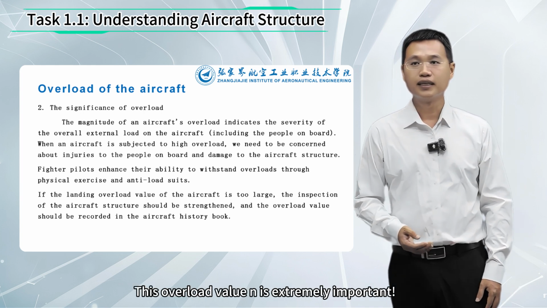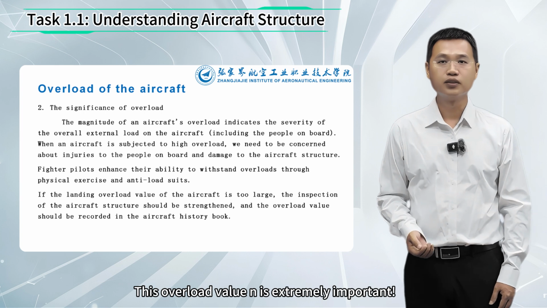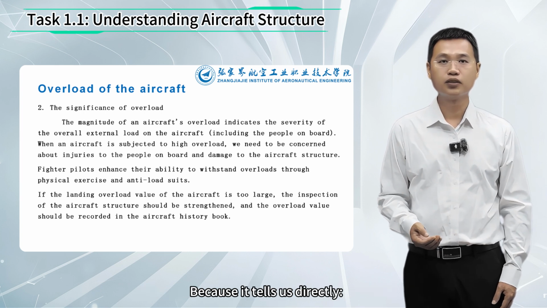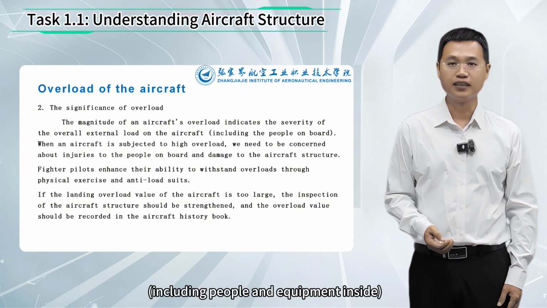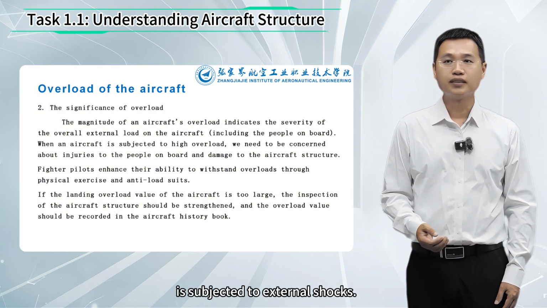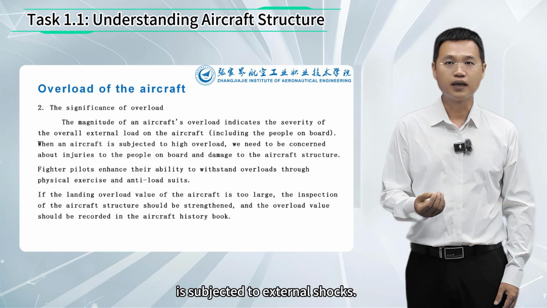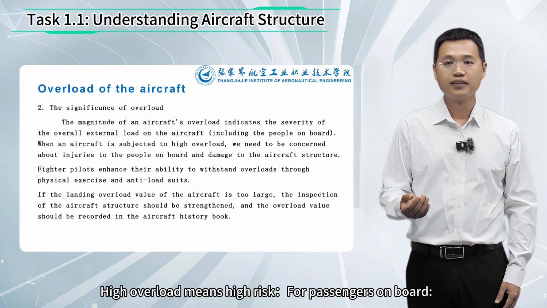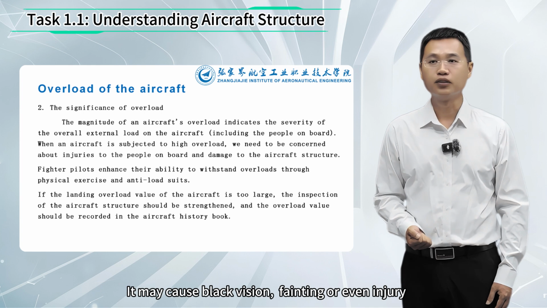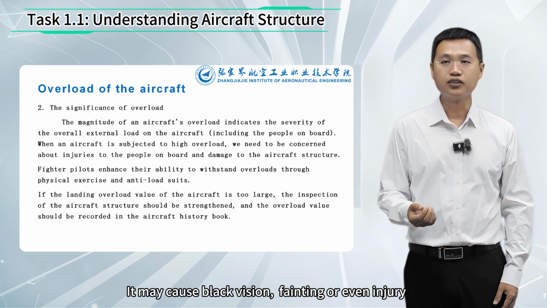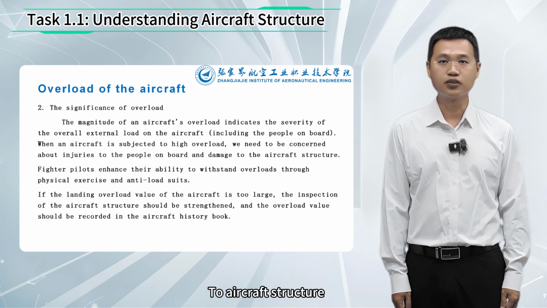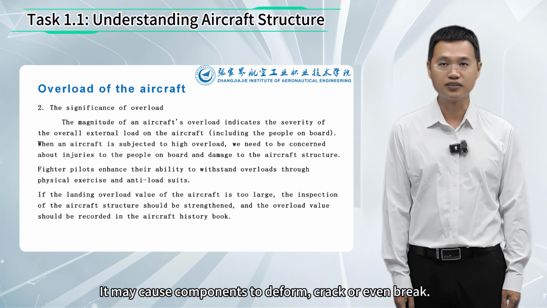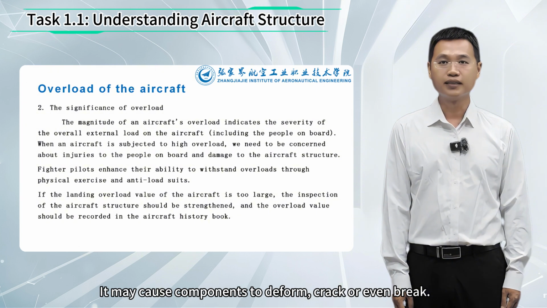This overload value N is extremely important because it tells us directly: 1. The extent to which the aircraft as a whole, including people and equipment inside, is subjected to external shocks. High overload means high risk to the passengers on board. It may cause black vision, fainting, or even injury. Think of the feeling of a roller coaster ride. 2. To the aircraft structure, it may cause components to deform, crack, or even break.